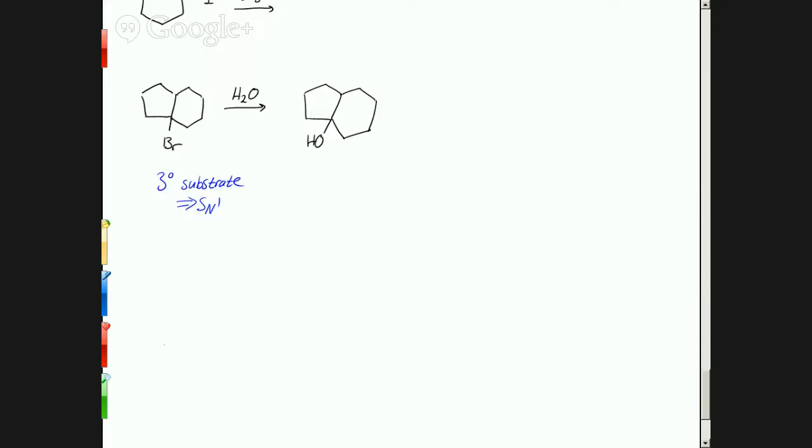Okay, so now that we've got that, we can start drawing that mechanism and start showing what's going to happen. What's the first thing that happens in the SN1 reaction? The leaving group leaves, forming the carbocation. So the bromine comes off, and we're left with a carbocation.